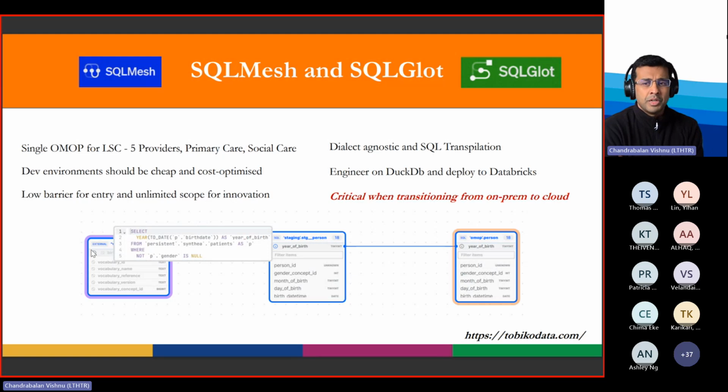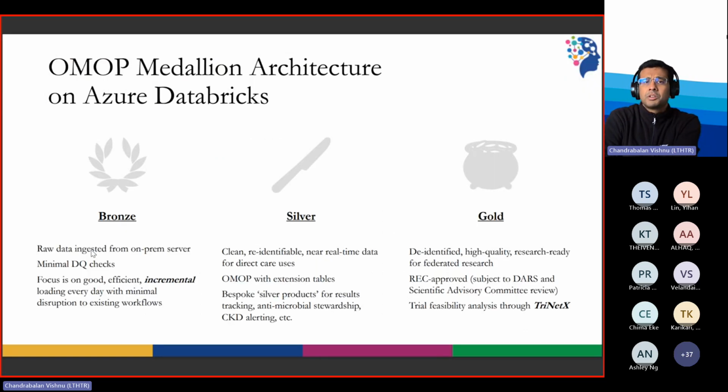If anyone's doing large-scale data engineering, please check this out. It automatically transpiles. It allows you to maintain a single code base and use it to target multiple data architectures. So this is what we're doing to build out what we're calling the OMOP medallion architecture on Azure Databricks. We will have OMOP with a few extension columns and extension tables, but essentially bronze, silver, and gold. Silver is what we're using for operational direct care intelligence, like the CKD algorithm and sepsis. But gold is where the really high quality data that's research ready and pseudonymized comes into play.